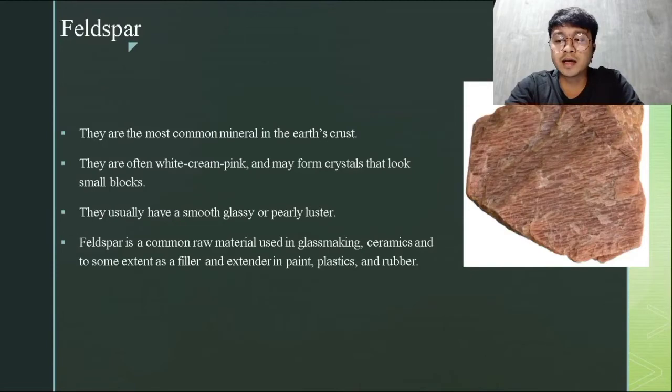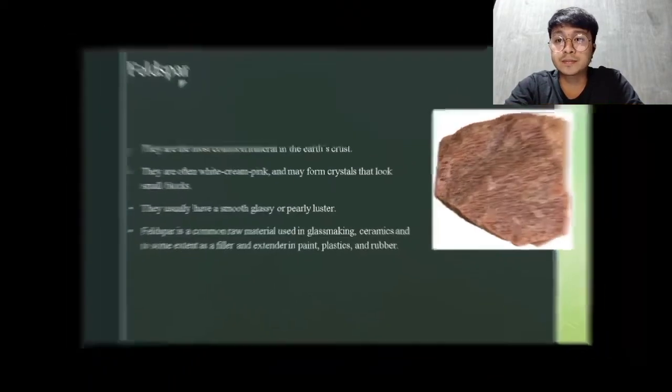Feldspar ang karaniwang makikita sa labas na bahagi ng mundo. Ang karaniwang kulay nito ay white, cream, pink, kadalasan ito ay makinis at makintab o kaya ay parang pearlescent. Ang feldspar ay karaniwang ginagamit sa paggawa ng salamin o ceramics at pandagdag sa materyales sa mga pintura, plastic at goma.